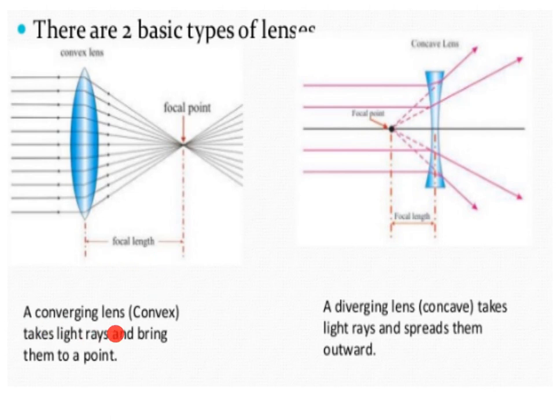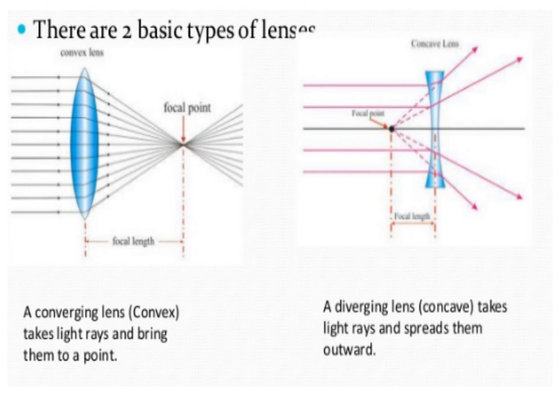So a converging lens, that is the convex lens, takes light rays and brings them to a point. That is the focal point, and the distance is called the focal length.